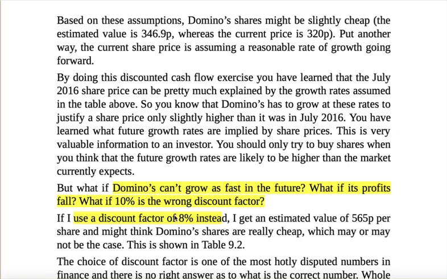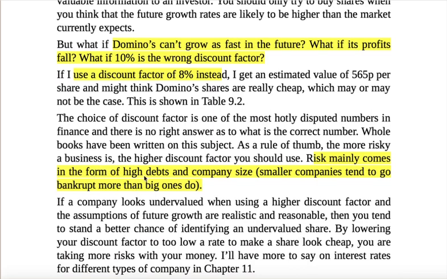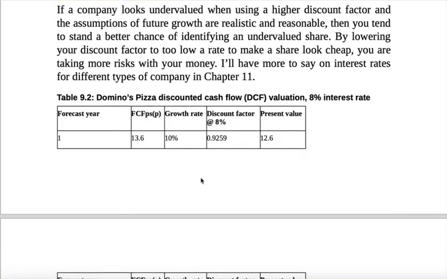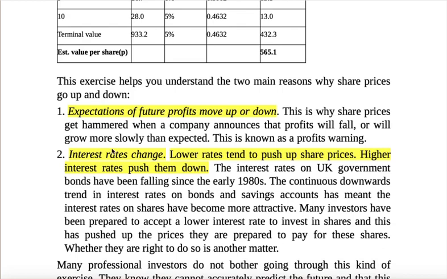Then he says, I use a factor of 8%. Somebody can use 12%. So the answers would come out very different. Risk mainly comes in the form of high debt and company size; a smaller company tends to go bankrupt because of high debt. So this is the 8% thing which he has shown in the above example.